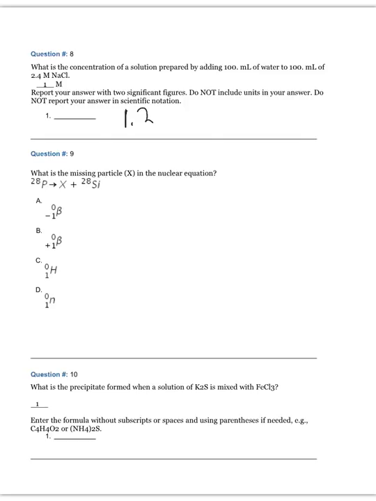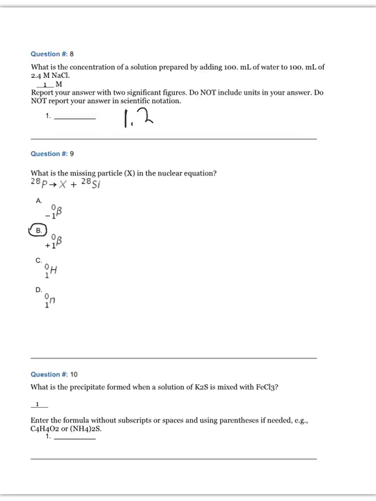Question number 9. What is the missing particle X in the nuclear equation? P-28 decomposes to X plus silicon-28. The answer is B, the symbol for a positron.